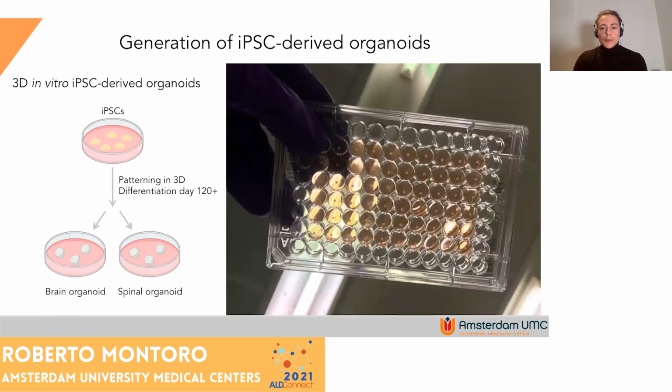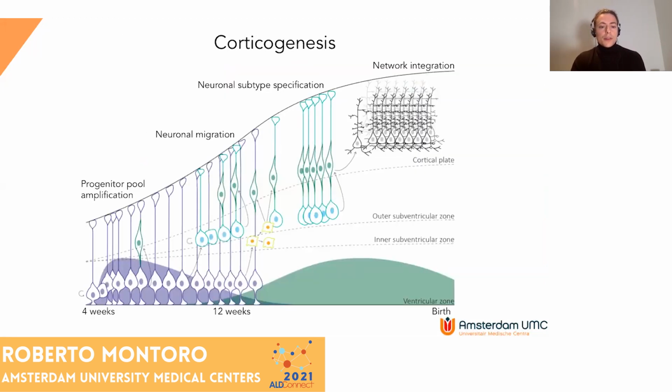At the macroscopic level, this is a picture of them. This is a plate where I usually culture them, and here you can see the tiny little balls. These are the organoids. At the macroscopic level, either brain or spinal cord, they look the same, but there's a big difference at the microscopic level, in the cell types that they contain. So first I'm going to talk about brain organoids. But before showing you how they look inside, I want to quickly recapitulate what happens during corticogenesis.